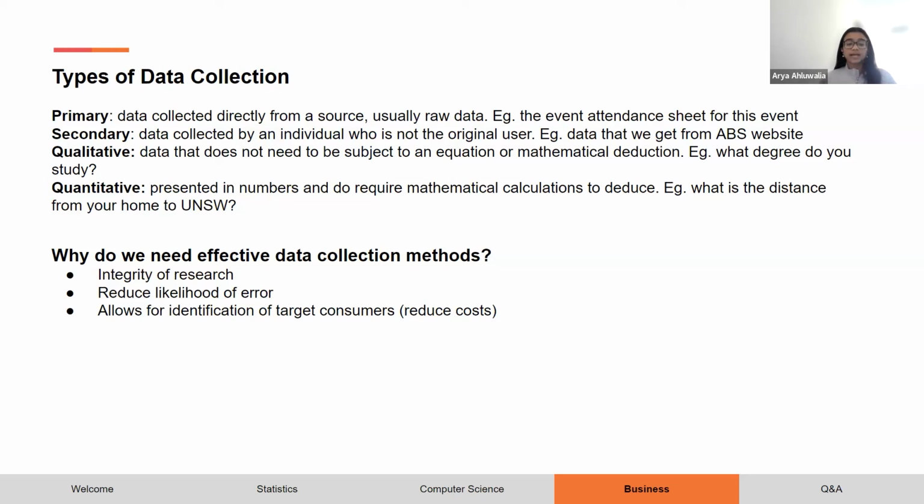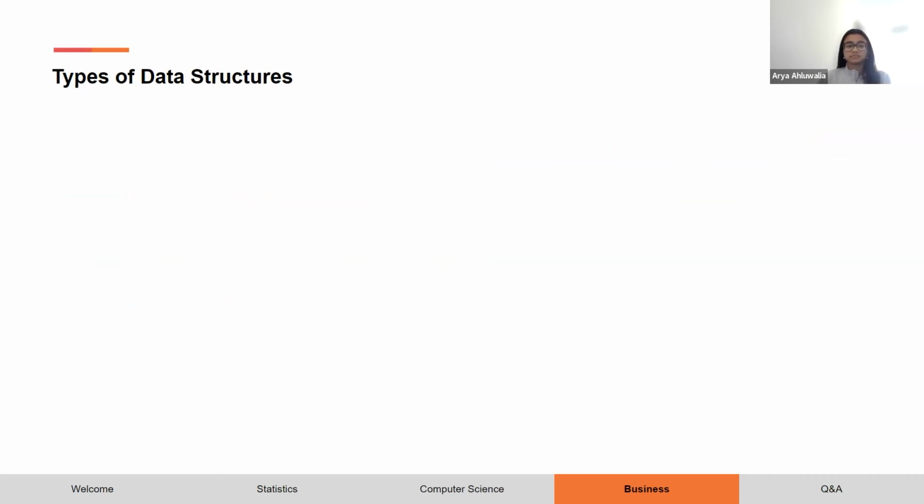Another use for research in a business setting is that a company can use this data to identify their target market, and then they can reduce marketing costs by targeting that market specifically, to increase the return on investment there.